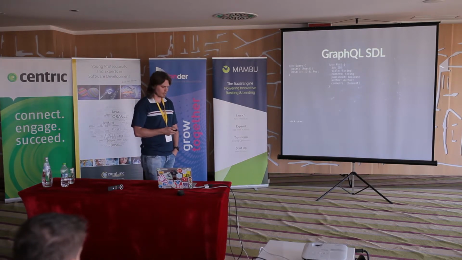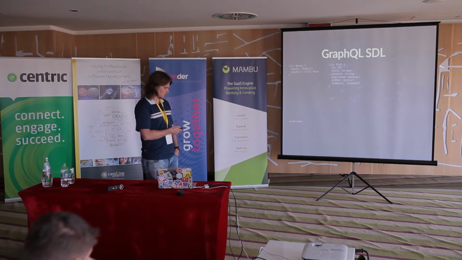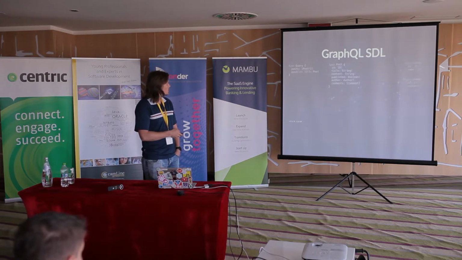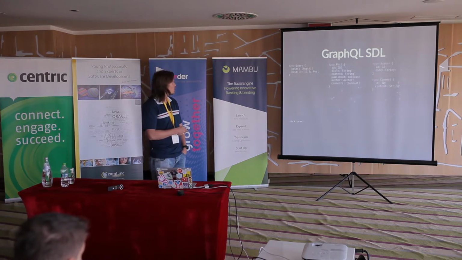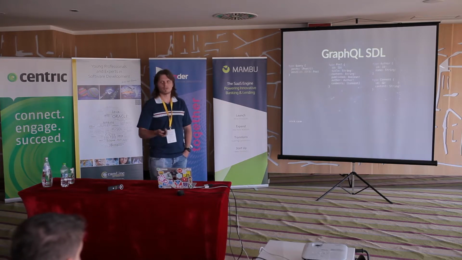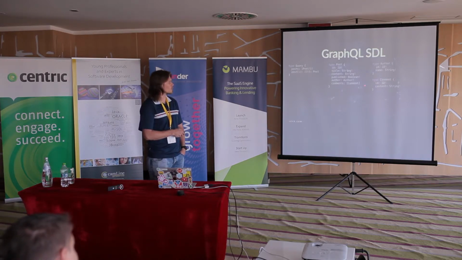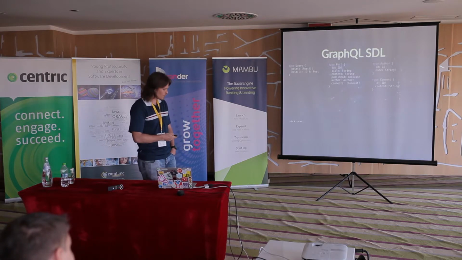Then I have this type, which is Post. I get ID, title, content, published, author, and comments. And these two are also types. So author is just ID and name, and potentially you can add more if you want. It's just a simple example. Comment is just ID and content. And here you see comments get an array of comments.